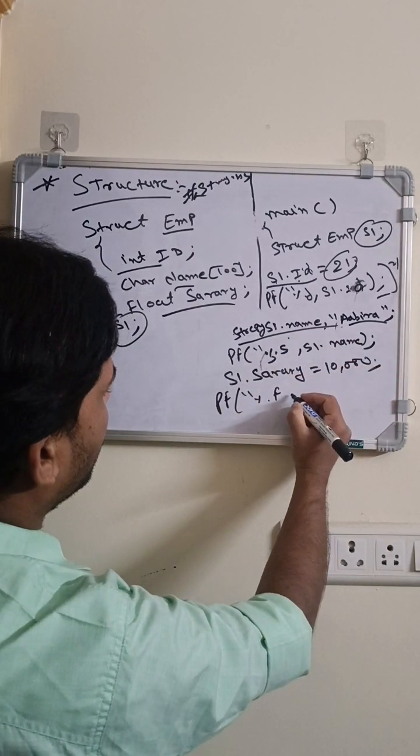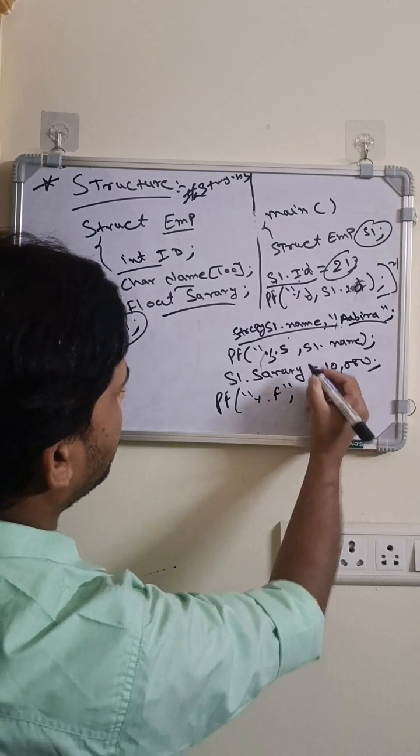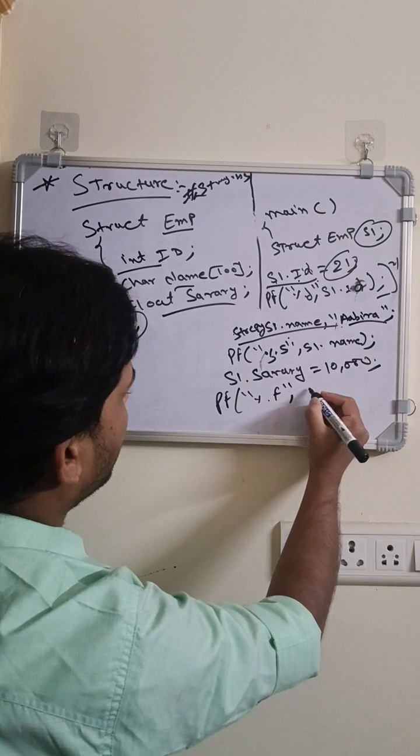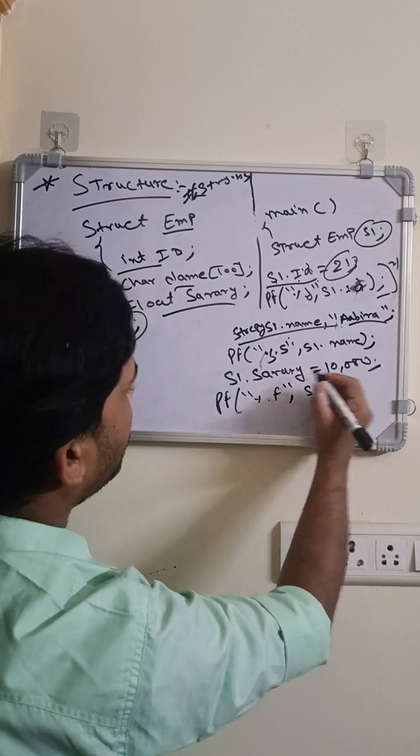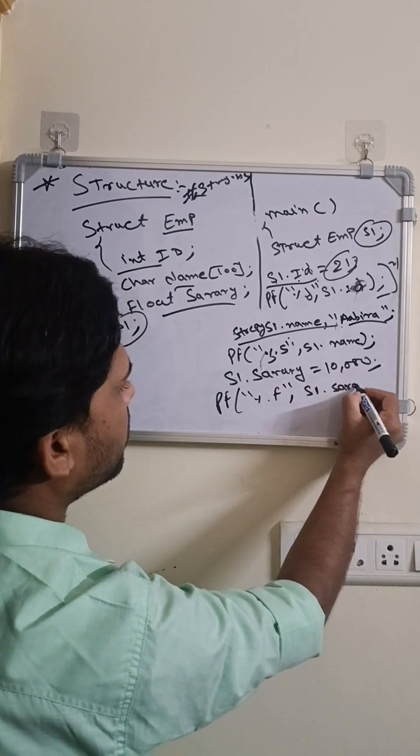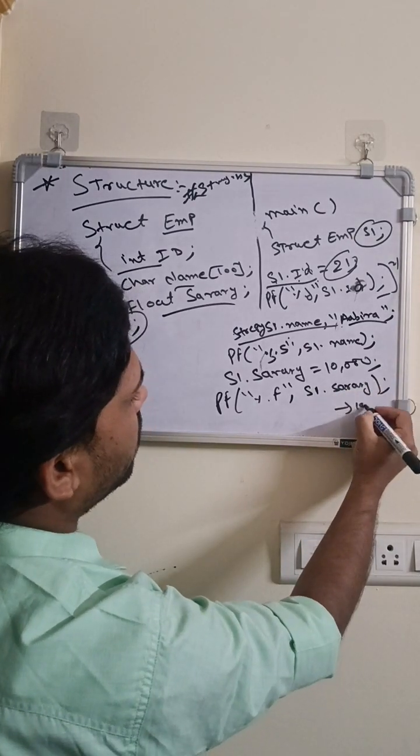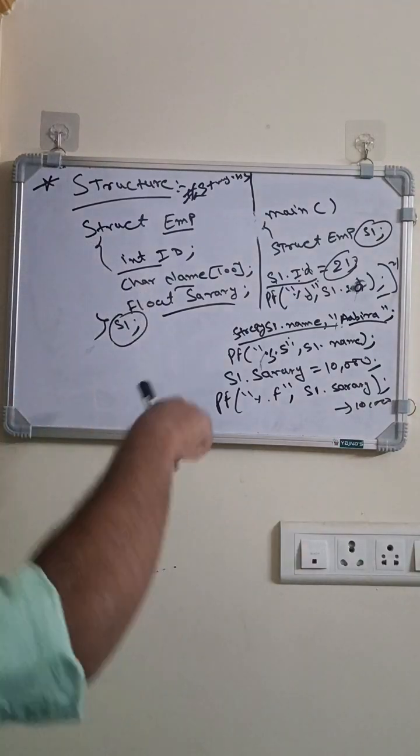Okay, then again missing. Okay, I will just type computation, then s1 dot salary. Okay, so here the output will come 10,000. Okay, so again once I will explain.